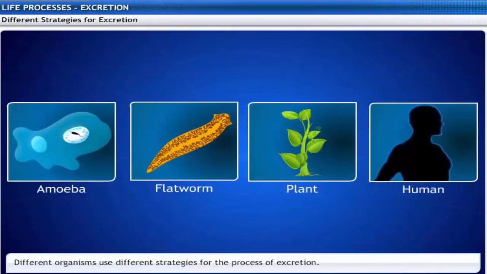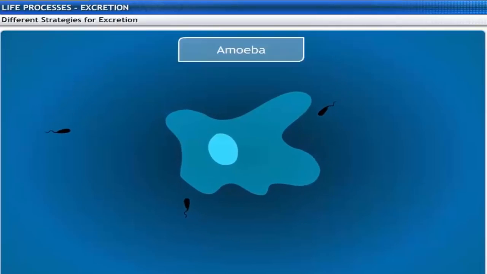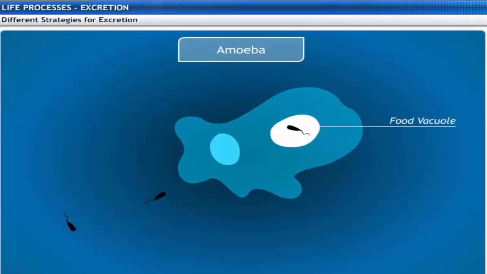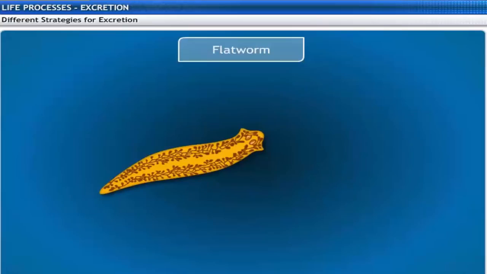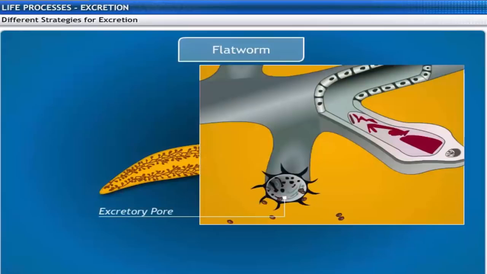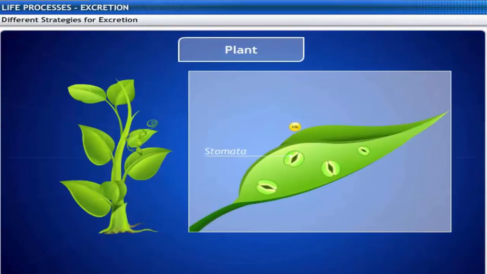Different organisms use different strategies for the process of excretion. Unicellular organisms, such as amoeba, remove wastes by simple diffusion from the body surface into the surrounding water. Multicellular organisms, such as flatworms, use specialized organs to perform the same function. Higher plants eliminate gases and excess water through the stomata on the surface of leaves.